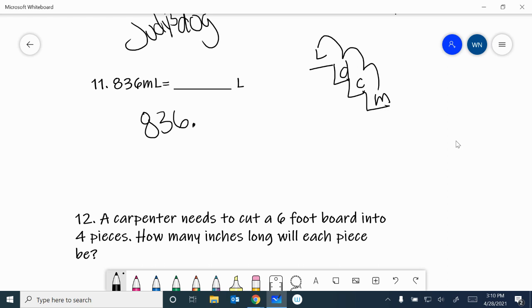So we're going to go ahead and write our number out. We're going to place our decimal point and we're going to move it 3 times to the left because we went up the ladder and the number gets smaller as we go up the ladder. 1, 2, 3 points to the left. Your answer is 836 thousandths.